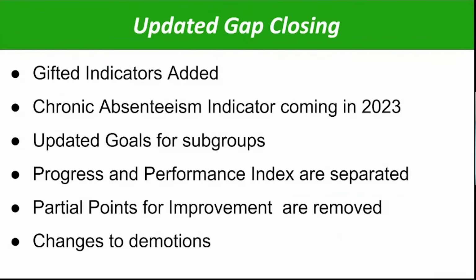The fifth thing that you see there is partial points for improvement have been removed. So in many cases, if we do show improvement, but we don't meet that goal that's established in the ESSA plan, then no points are awarded for that subgroup. So that's just one of those pieces that they took out that could make things a little bit more challenging down the road. And then the last thing that we'll talk about is changes to demotions. So we changed what we're calling those demotions, and there's a new way of calculating it that I feel like is much fairer than what we saw before.